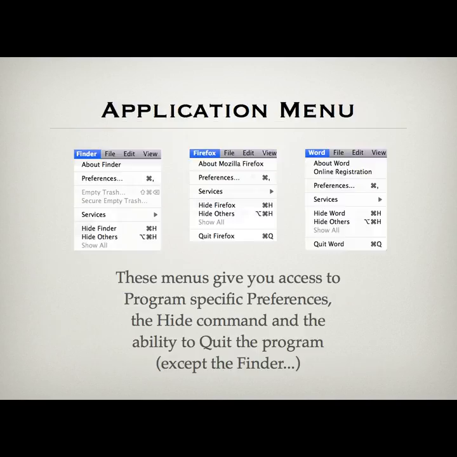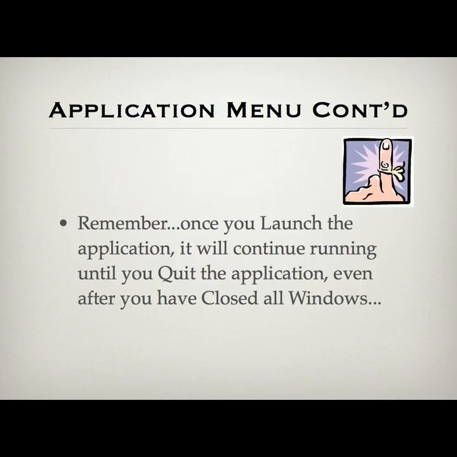If we pull these menus down to look at them, notice that they give you access to program-specific preferences. Additionally, you can hide the applications from these menus and quit the application. Notice the Finder does not have a quit because the Finder is the program that's running all the time on your Macintosh and provides the interface between you and the operating system. Remember, once you launch the application, it will continue running until you quit the application, even after you've closed all the windows. This is fundamentally different than it is in a Windows XP or Windows 7 environment.